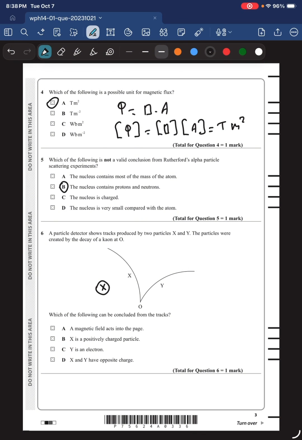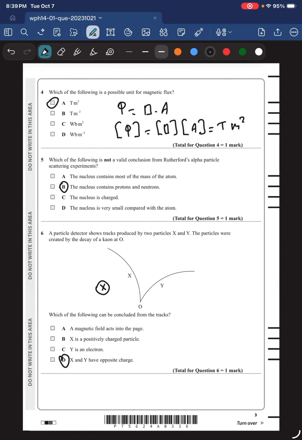X is a positively charged particle. There is no way to figure this out because we don't know the direction of the magnetic field. Y is an electron. It can be, but we don't know. And then part D is the most suitable candidate. X and Y have opposite charge, which is the correct answer.